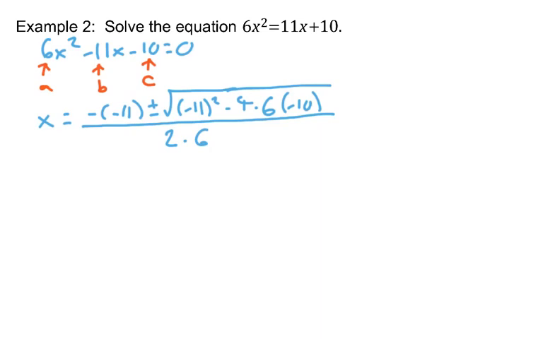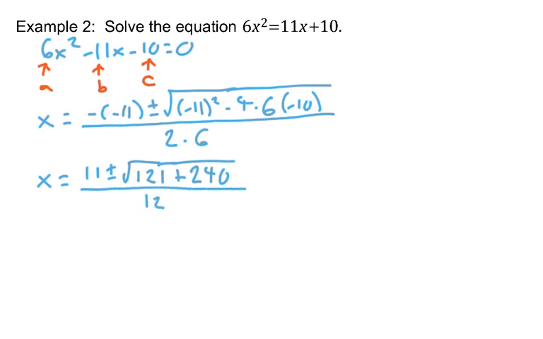Now, let's work on some numbers here. Hopefully you see where everything came from. So negative 11, that's positive 11. Negative 11 squared is 121. 4 times 6 is 24, times 10 would be 240. It's a negative times a negative, so that's positive 240. And all of this is over 2 times 6, which is 12.